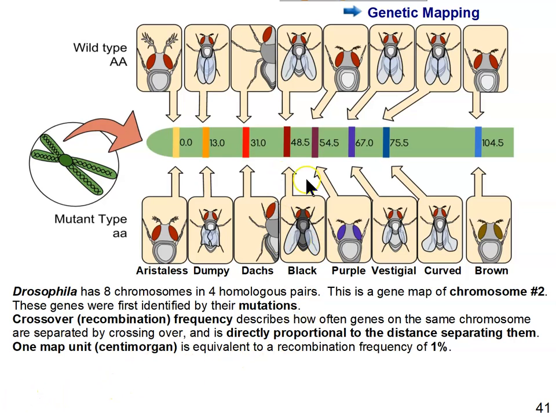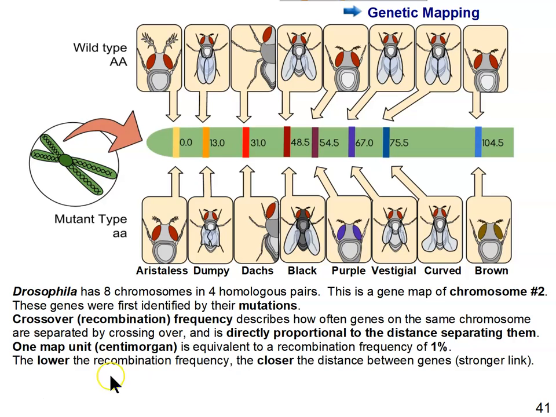So the idea is that the closer genes are on the same chromosome, the less likely they are to be separated by crossing over. So the lower the recombination frequency, the closer the distance between genes, or another way of saying that is the more strongly they are linked, the stronger the link between them.